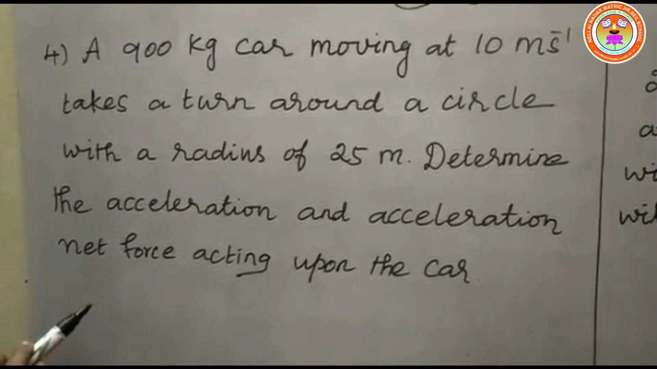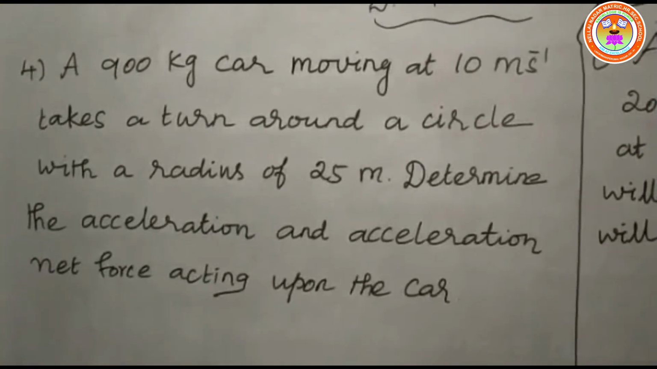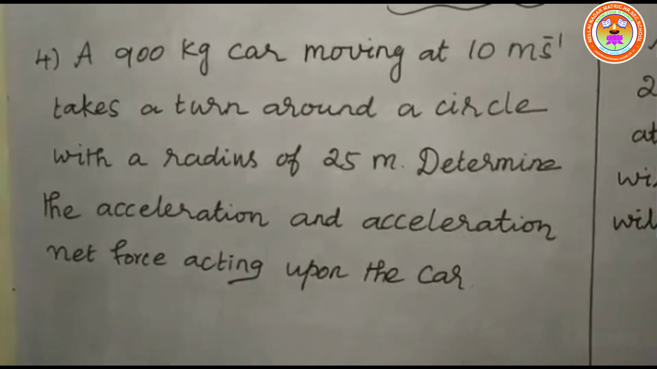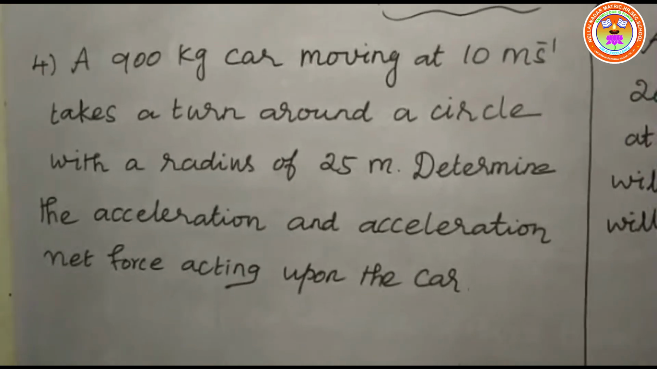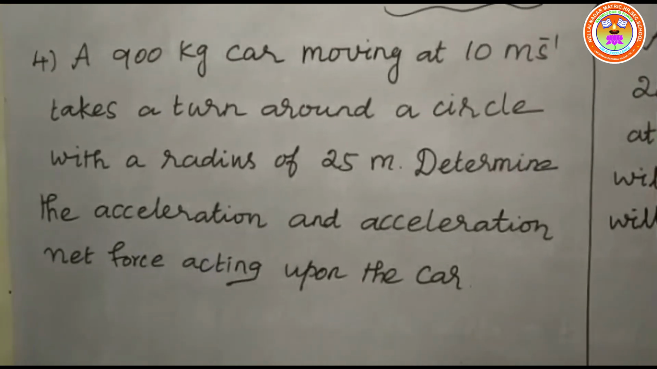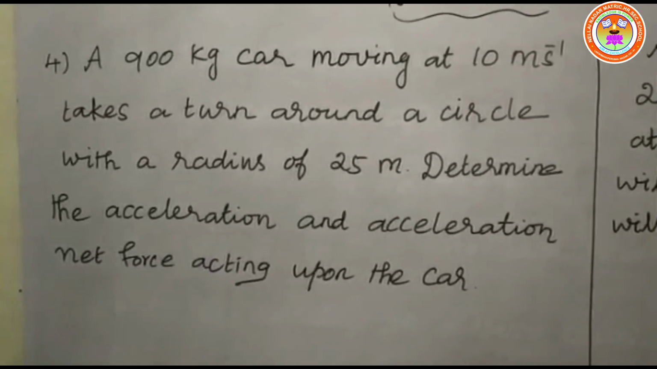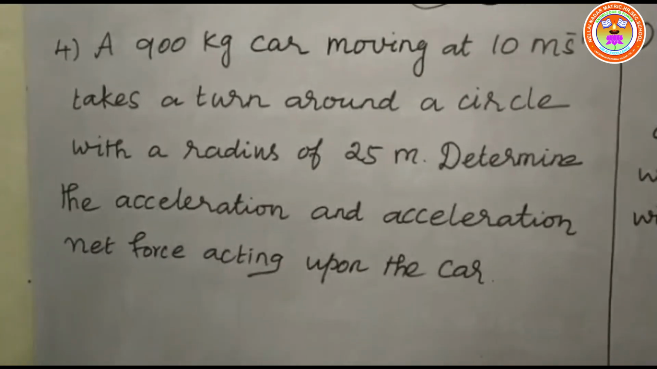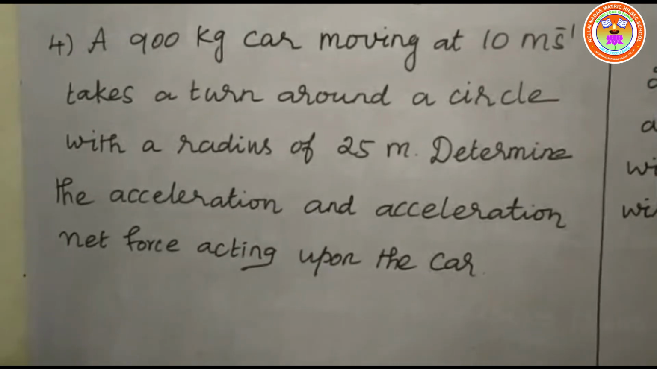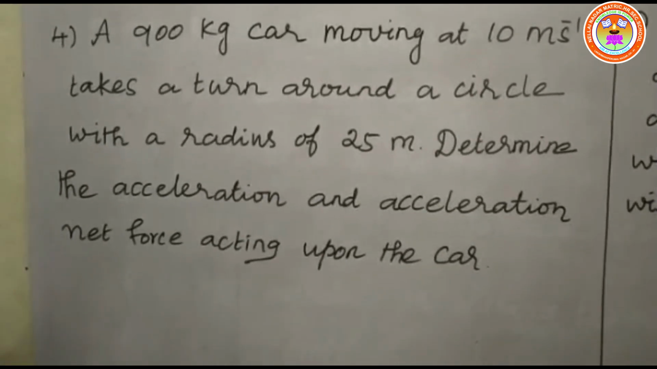Today we are going to discuss the continuation of the book inside problems. See the fourth one. A 900 kilogram car moving at 10 meters second power minus 1 takes a turn around a circle with a radius of 25 meter. Determine the acceleration and the net force acting upon the car.